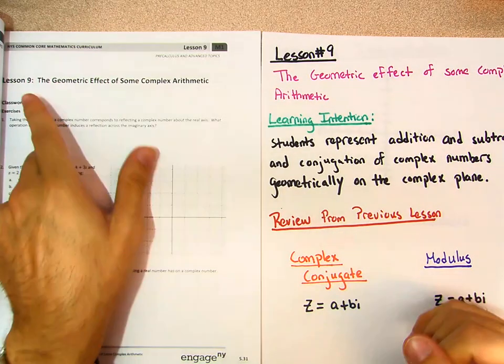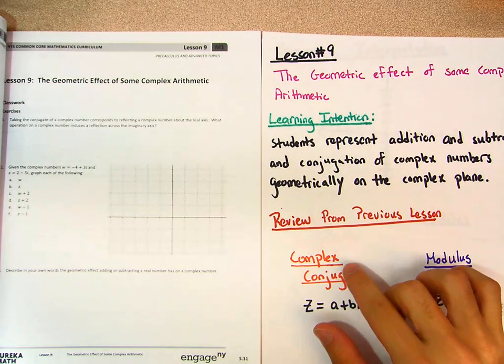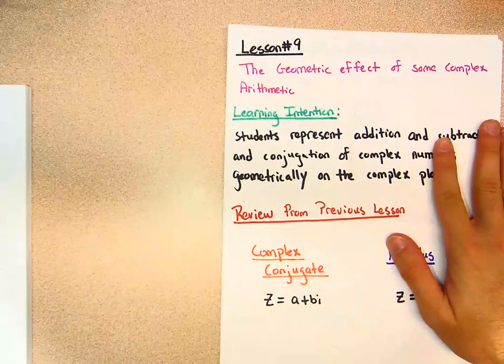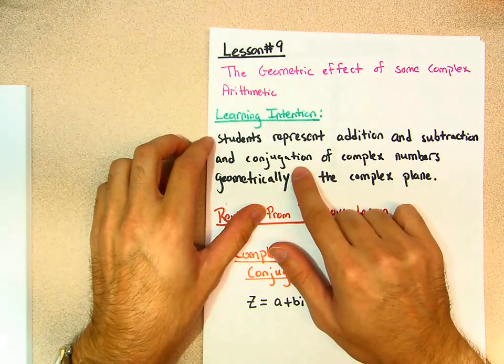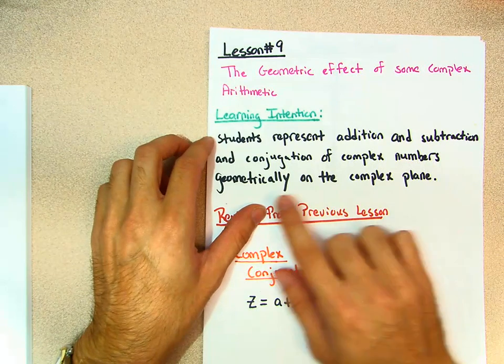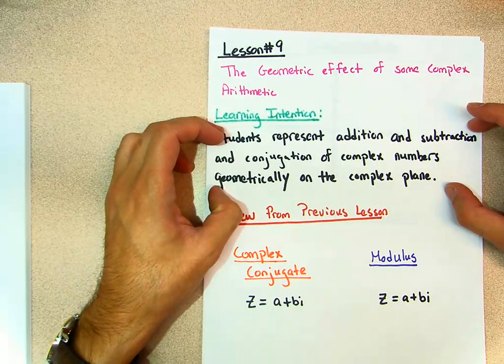Let's do this. So, lesson 9. Before you actually go through it, let's review a little bit of what we did yesterday. The game plan today is students represent addition and subtraction and conjugation of complex numbers geometrically on the complex plane. So, we'll explain what that means very soon.